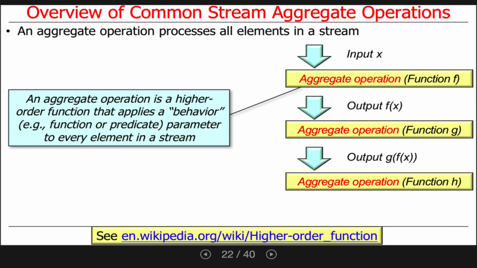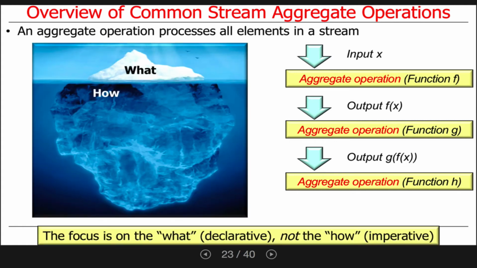So basically, an aggregate operation is passed a function, or behavior more specifically, and it'll apply those things to the data going past. Why is this useful, you ask? Well, I'm glad you asked. The reason it's useful is because it helps us to focus on what we want to do, not how we're going to do it, right?